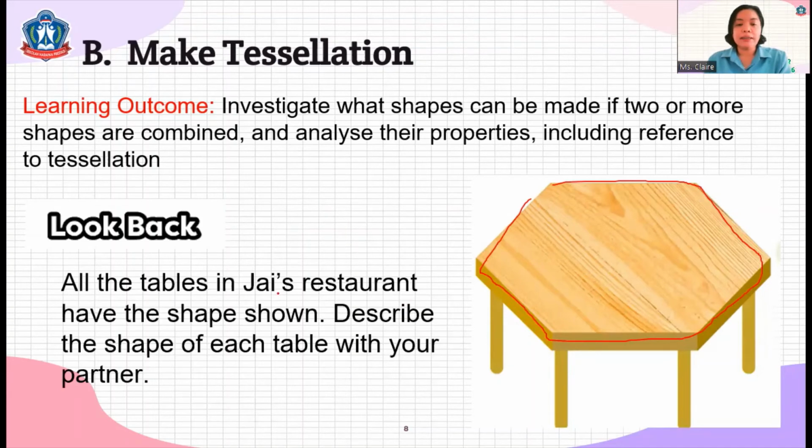All the tables in Jai's restaurant have the same shape, like this. Describe the shape of its table. Take a look. This table has the shape of a hexagon, so all the tables in the restaurant have this kind of shape.